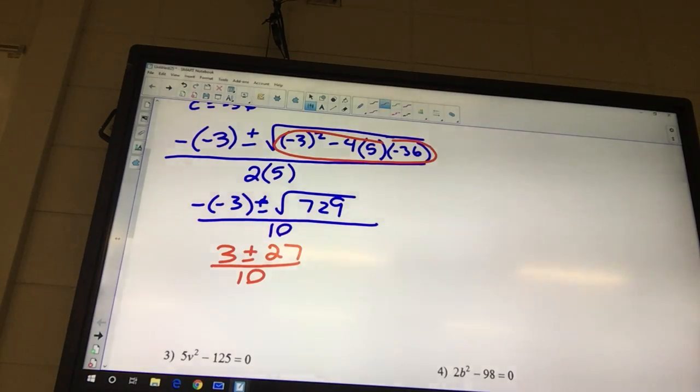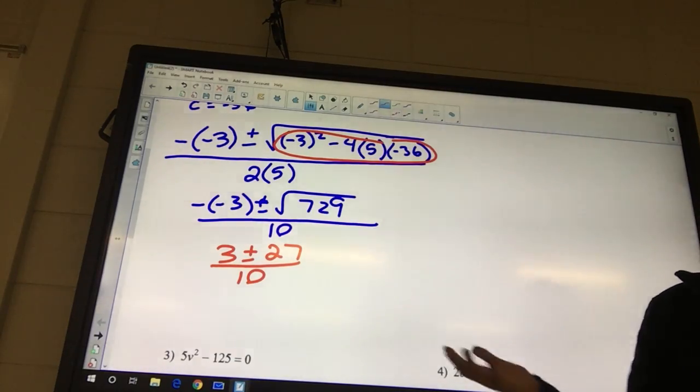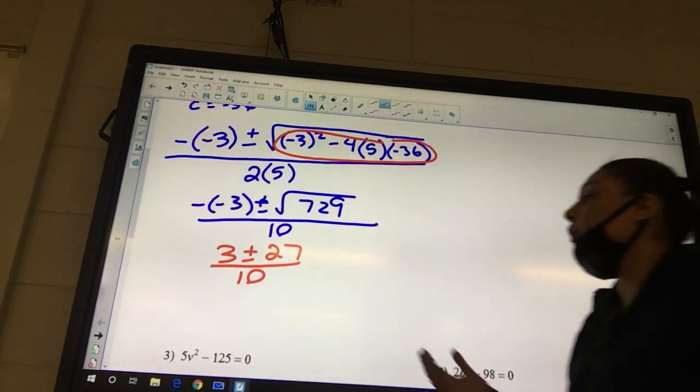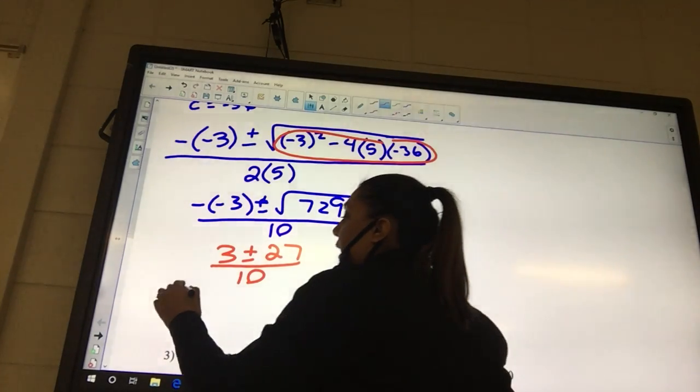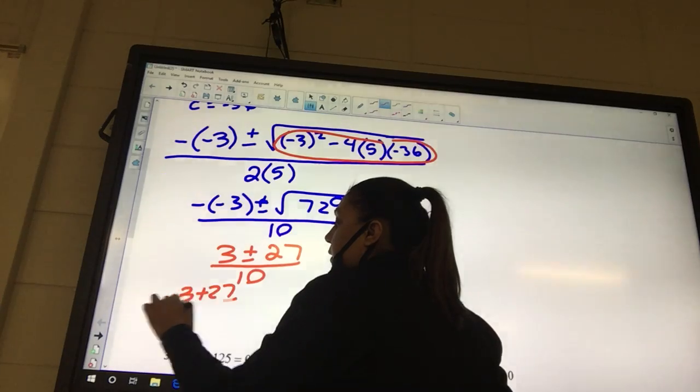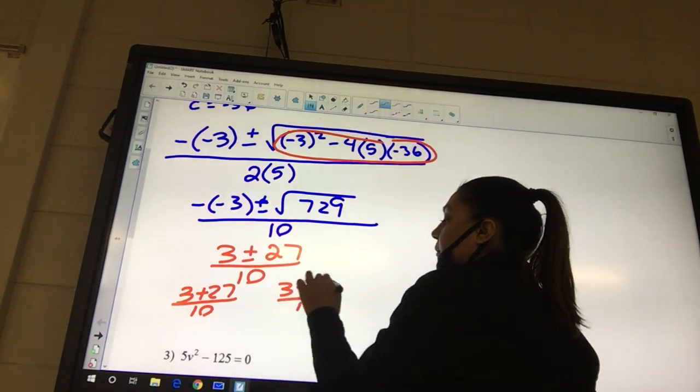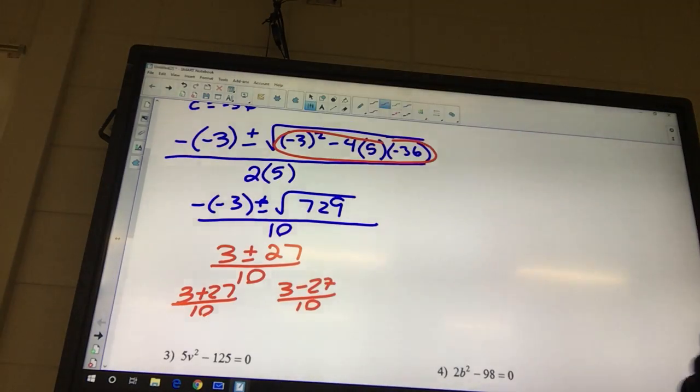Now, we're still not done. Okay, so this plus or minus, what that means is plus this minus this. So what you can do, you're going to write it twice. So you're going to have 3 plus 27 over 10 and a 3 minus 27 over 10. Okay, all of that you can type in on the calculator.